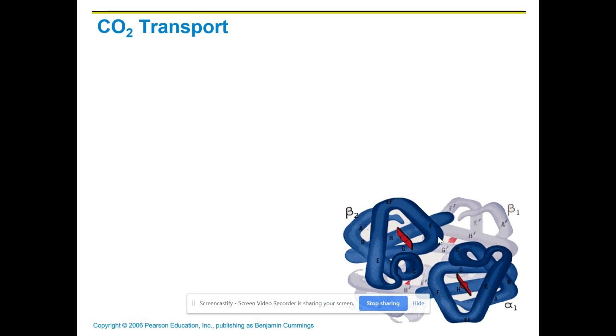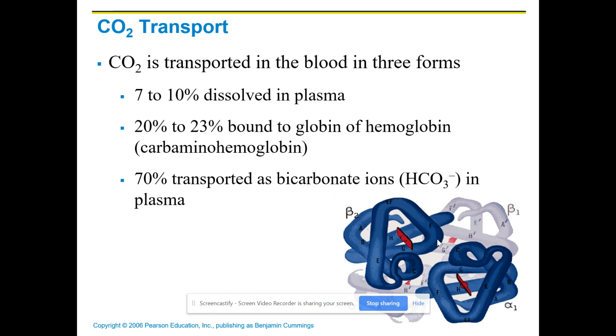That was oxygen transport. Let's look at carbon dioxide transport. Remember, carbon dioxide is more soluble in water, in plasma, than oxygen is. About 20 times more soluble. That means more of it is dissolved. Not 1.5%, but somewhere around 7 to 10% is dissolved in plasma. Another 20 to 23% will enter the red blood cell and attach to hemoglobin. But it does not bind to the iron. It binds to the amino acids. And so we call it carb-amino-hemoglobin.